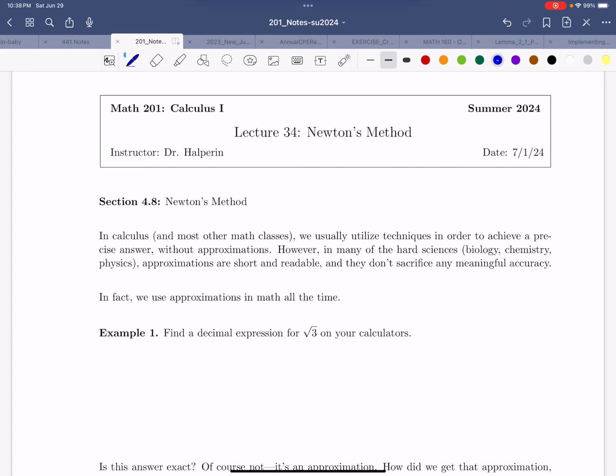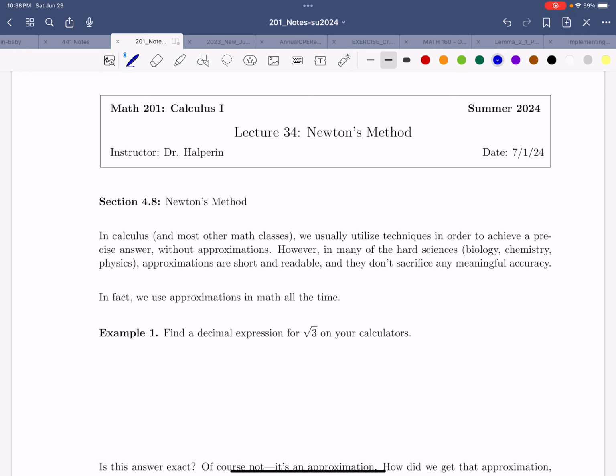Let's start our next topic. This is section 4.8, Newton's method. This kind of reminds me a bit of section 3.10, linear approximation and differentials. Number 1, because it's an approximation. Number 2, because it's an application of the derivative. And number 3, because it actually does use linear approximation a little bit. The explicit formula might not look like it so much, but to derive it, we use linear approximation.